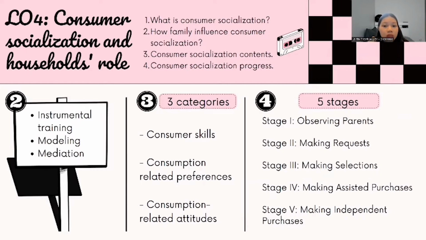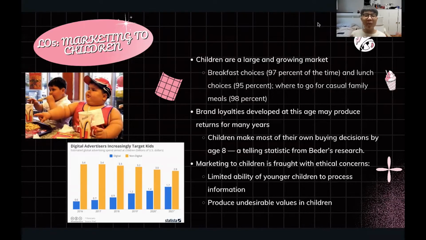The final stage is making independent purchases. At this stage, children can make a purchase without a parent to oversee it. That's the end of my part, and I will move to learning objective 5. Next, I'm going to elaborate on marketing to children, and there are two reasons why we have to take into account children.